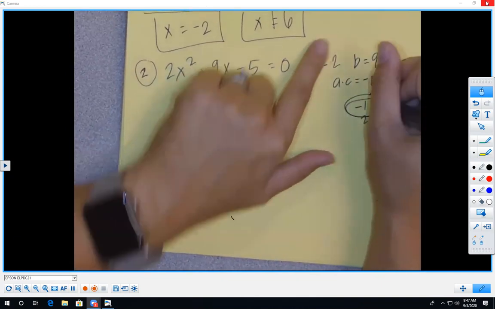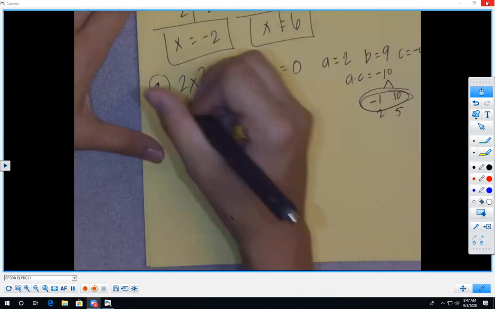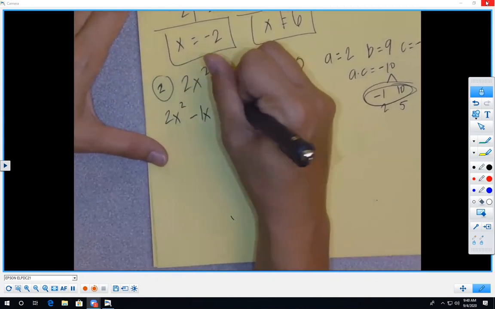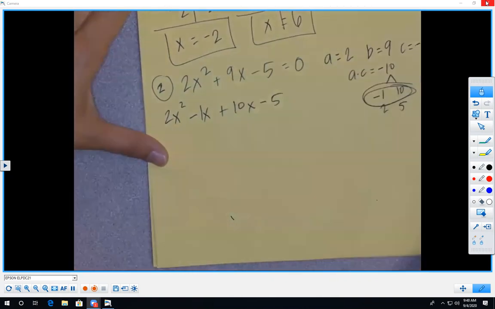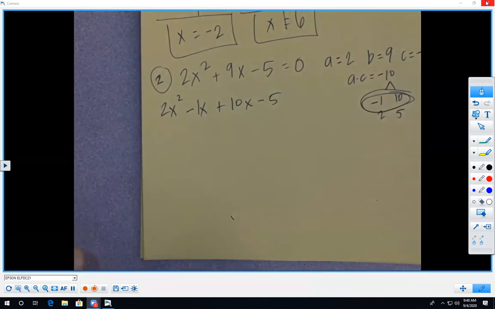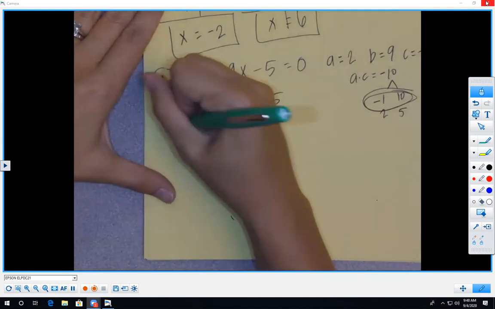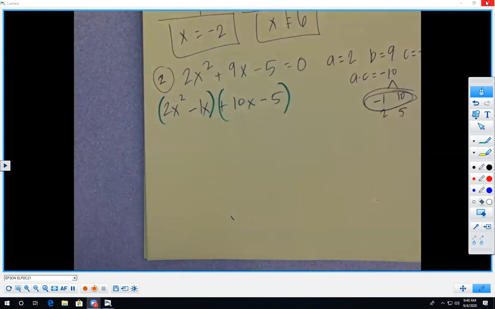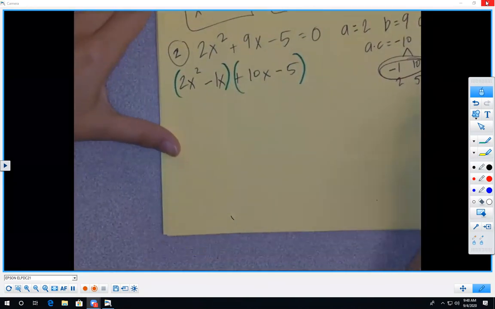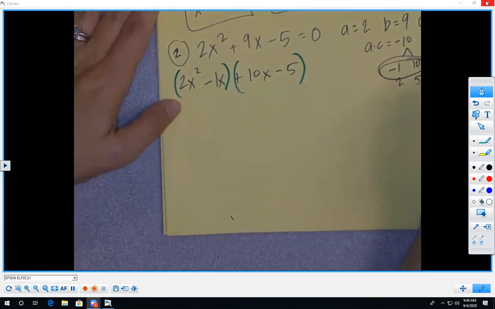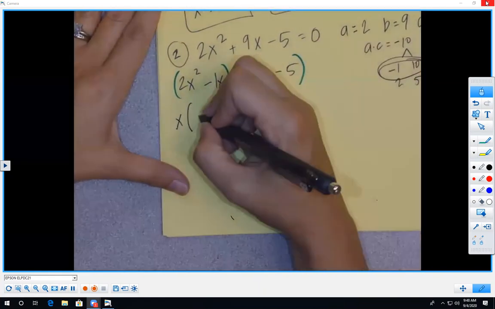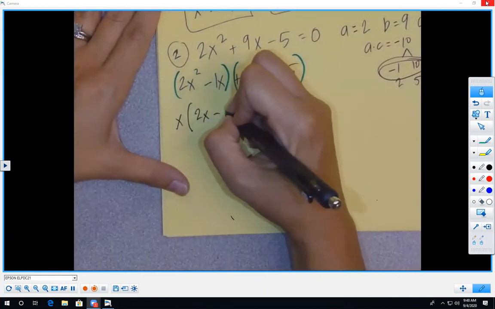So I go back in, I put that in my problem. So 2x squared minus 1x plus 10x minus 5. I need to factor that by grouping. So 2 sets of parentheses. 2x squared minus 1x. What is the GCF there? X. And when I take out an x, left over is 2x minus 1.